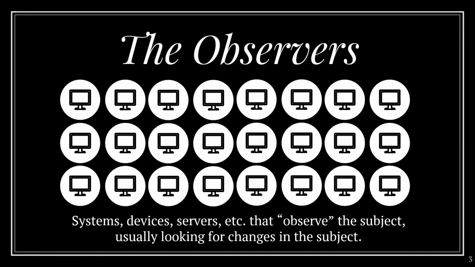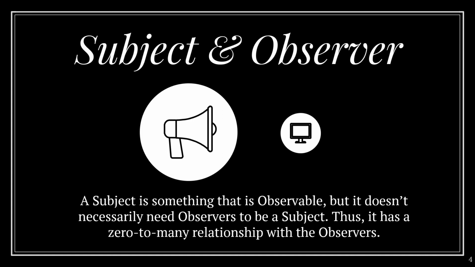An observer is anyone, be it a system, device, or server, that observes the subject and may or may not react based on whether there are changes to the subject. Thus, a subject has observers. But it's important to note that it doesn't necessarily need to have one to be a subject, only that it is observable. A scoreboard can exist without anyone looking at it.